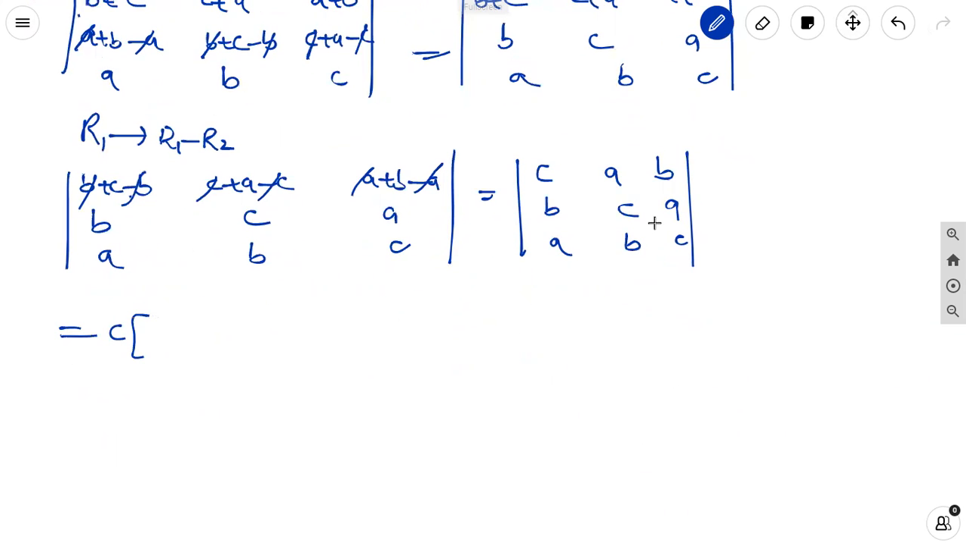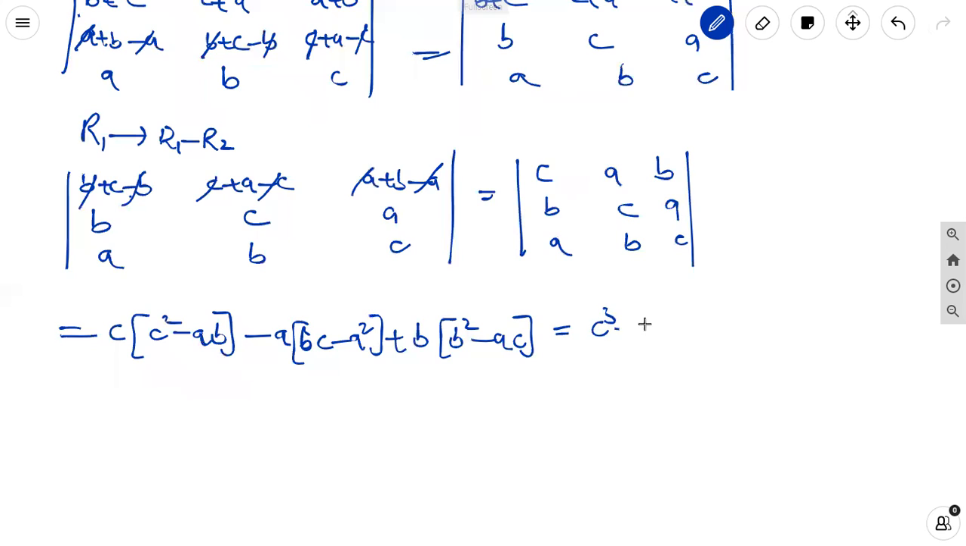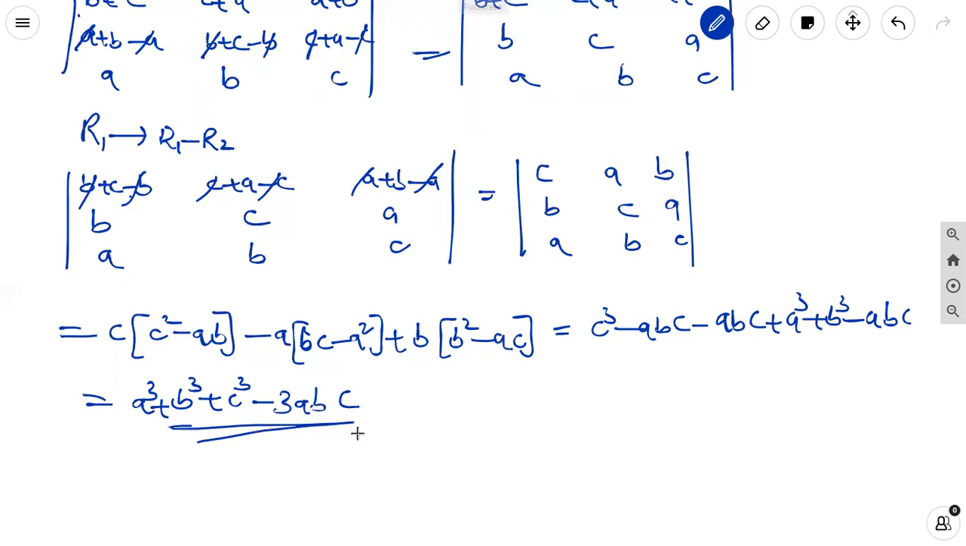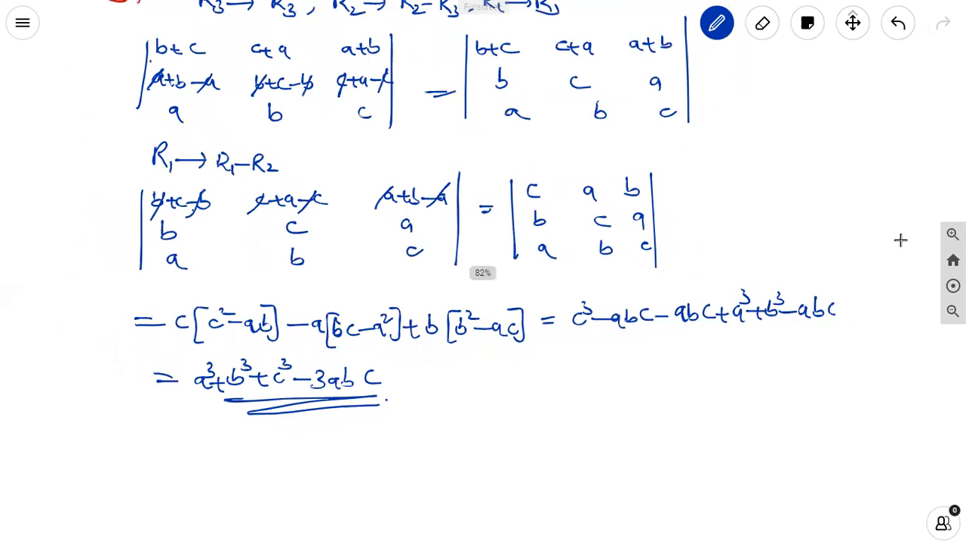It is equal to C into C square minus AB, minus A into BC minus A square, plus B into B square minus AC. It is equal to C cube minus ABC minus ABC plus A cube plus B cube minus ABC. It is equal to A cube plus B cube plus C cube minus ABC minus ABC minus ABC, minus 3ABC. It is the RHS.